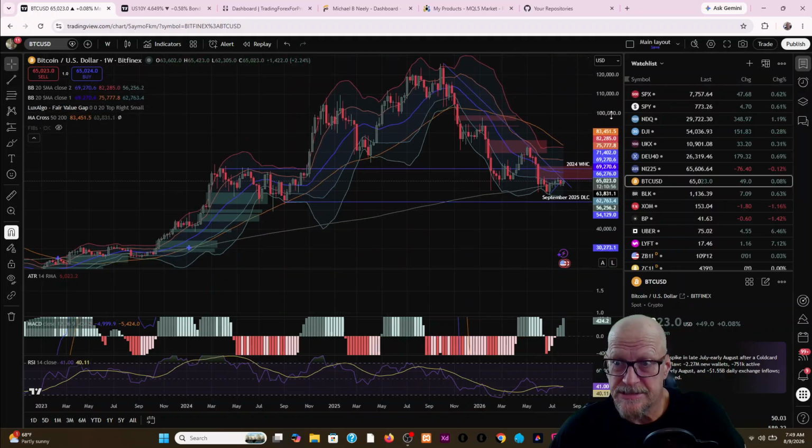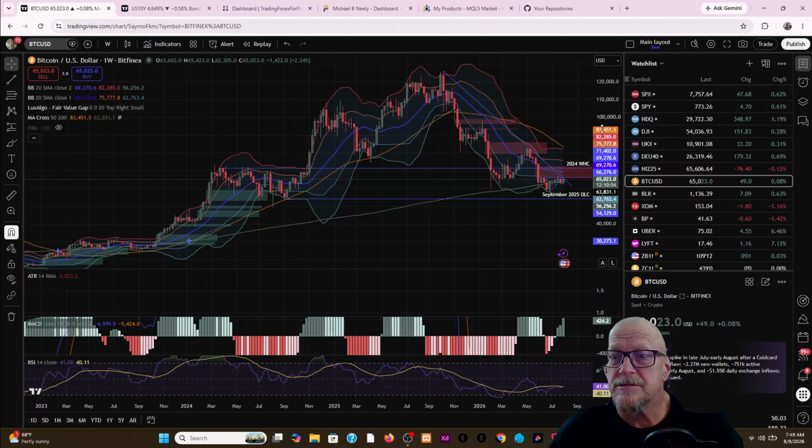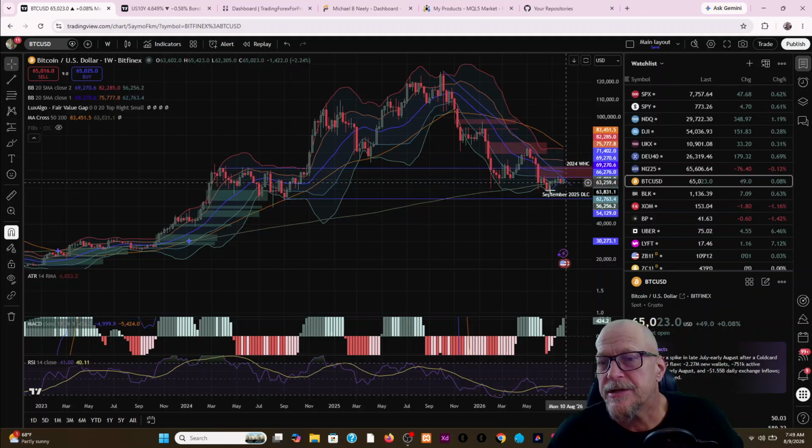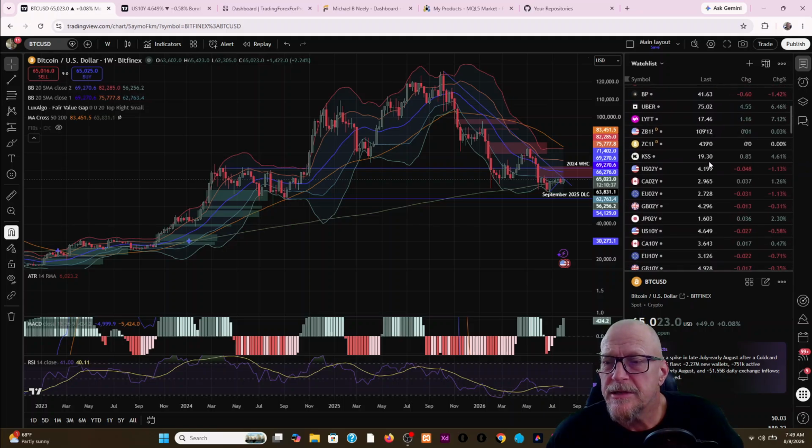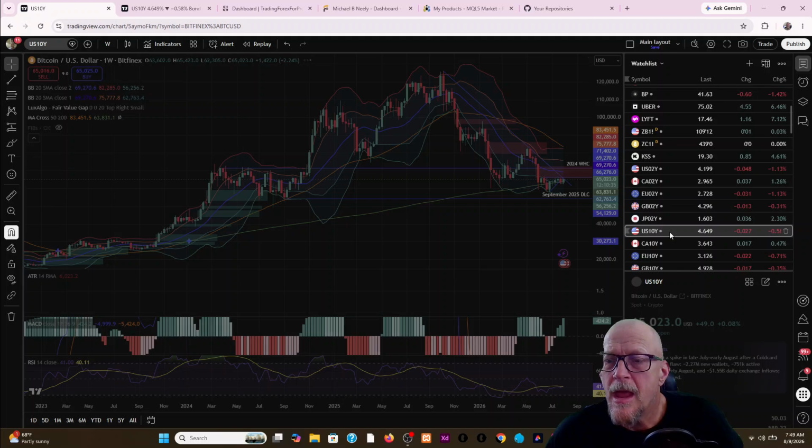Let's look at some charts, see what's going on. Okay, so 65,023 is where Bitcoin is hanging out. That is right at the top end of its range right now. It's got a kind of a bullish flag taking place right there. We'll see if it can continue because it does have this great big bunch of resistance right there. I'm not a crypto guy, so I'm not going to spend a whole lot more time on that.